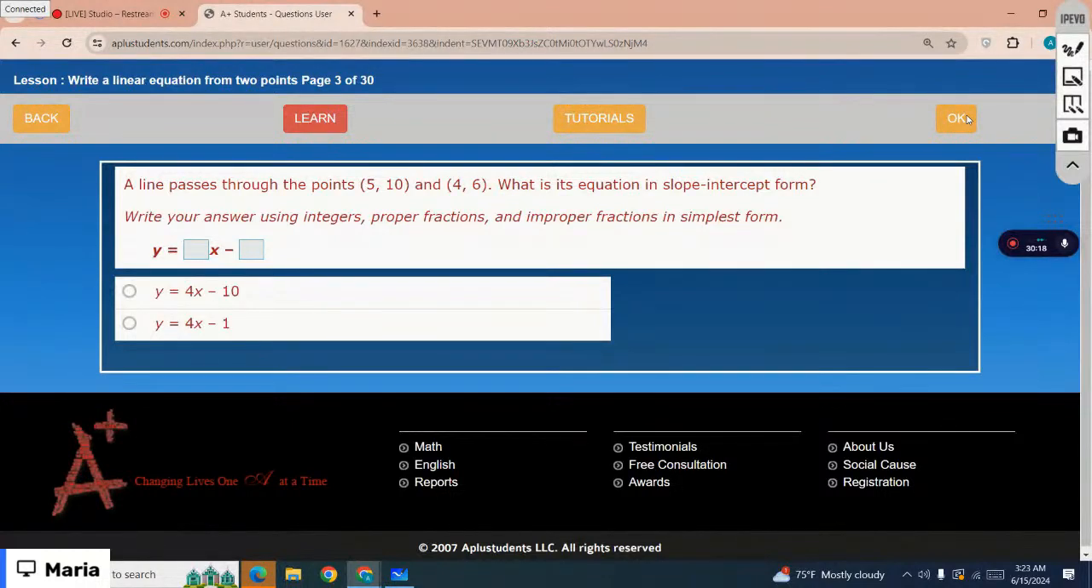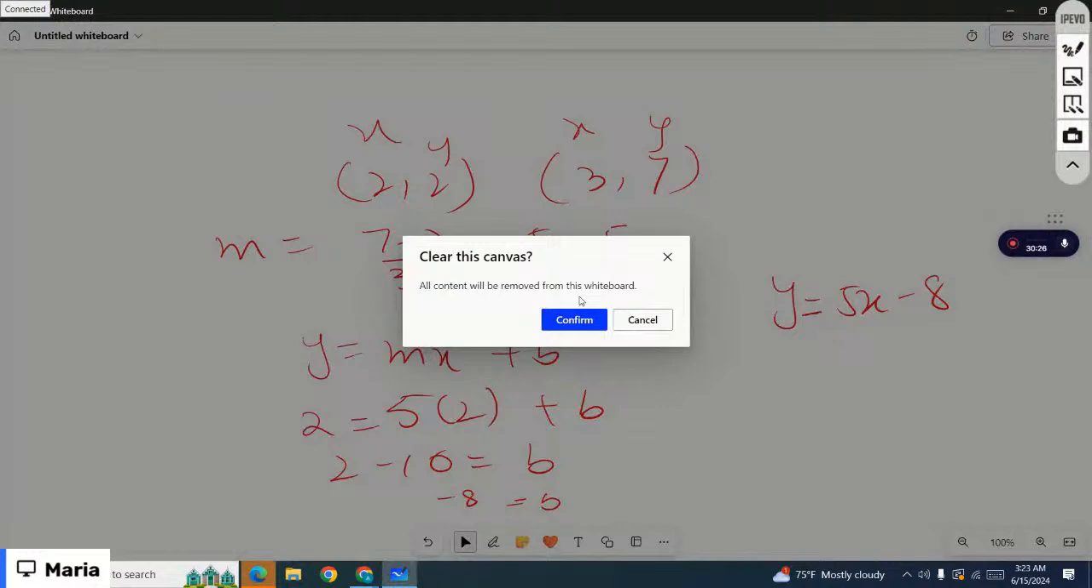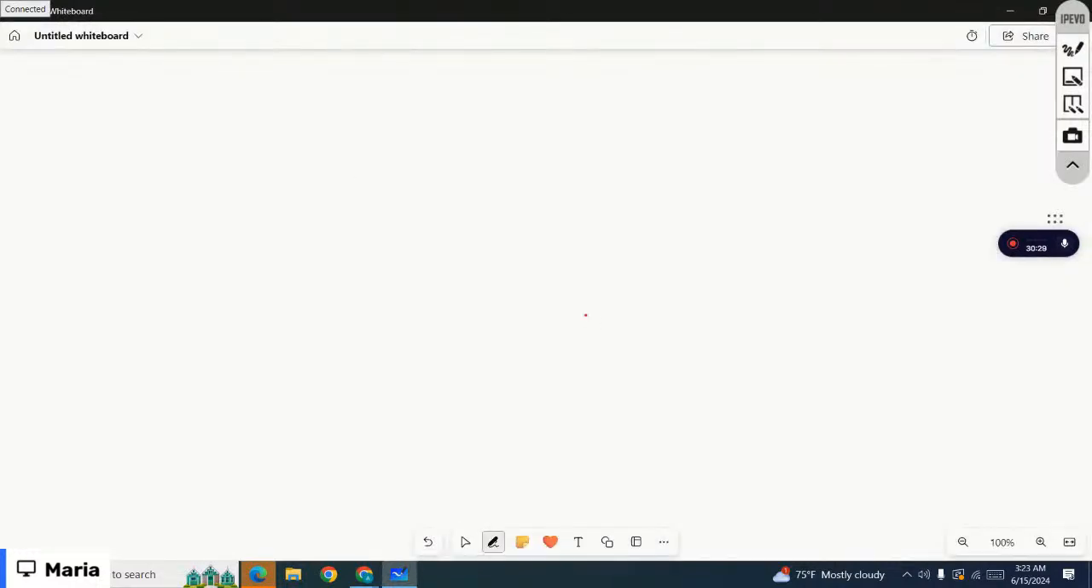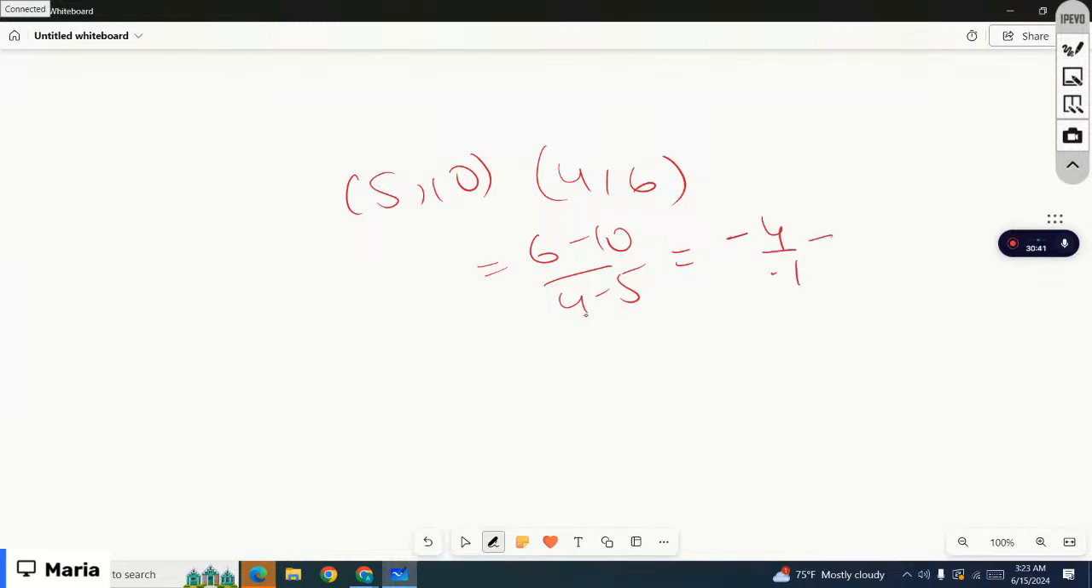Okay, so let's just calculate the slope. The points are (5, 10) and (4, 6). That is 6 minus 10 over 4 minus 5, right? That would be negative 4 over negative 1. That is 4. Now calculate the b.